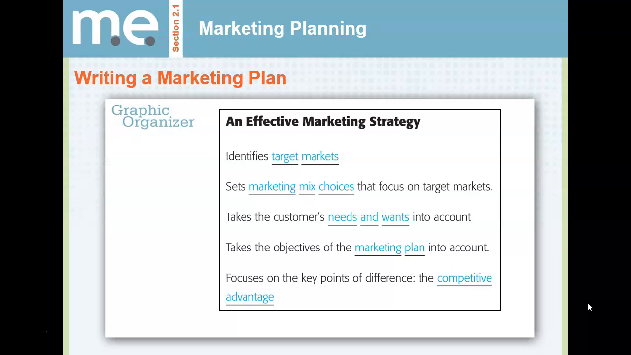So I like this group of sentences: an effective marketing strategy identifies the target market and sets our marketing mix choices. So what are our 4 Ps? How are we using them to take into account what the customer needs and what they want? And then are we aligning that with what our objectives from the marketing plan are? And then the last little bit of that is, are we focusing on the key points of difference? What is our unique aspect and how can we leverage it? That's our advantage, our competitive advantage.